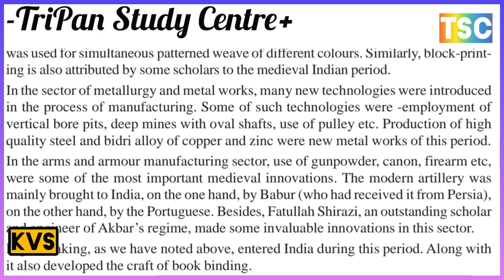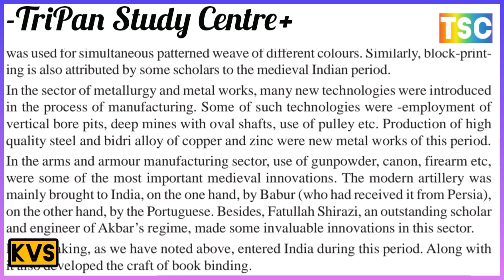In the sector of metalworks and metalware, many new technologies were introduced in the process of manufacture. Some of these technologies were the vertically bored pipes and deep mines with oval shafts, and the use of pulleys, etc. The production of high quality steel and brass, alloys of copper and zinc, were new metal work of this period. In the arms and armor manufacturing sector, the use of gunpowder, cannon and firearms, etc.